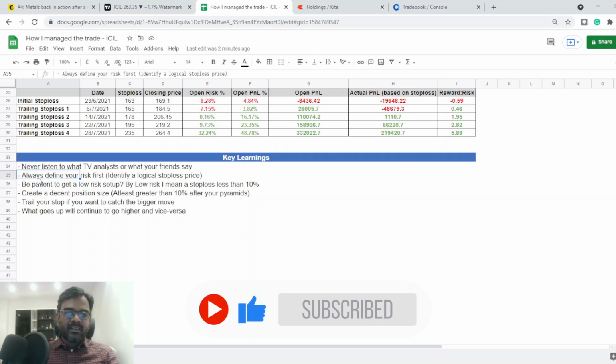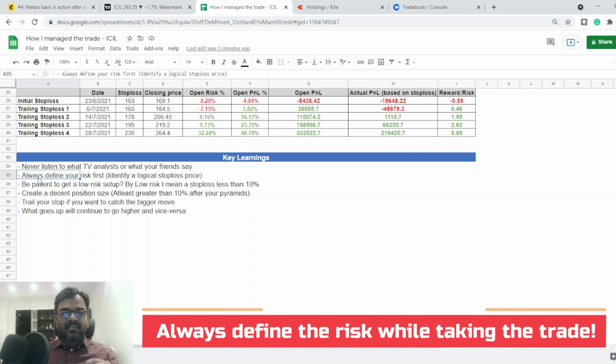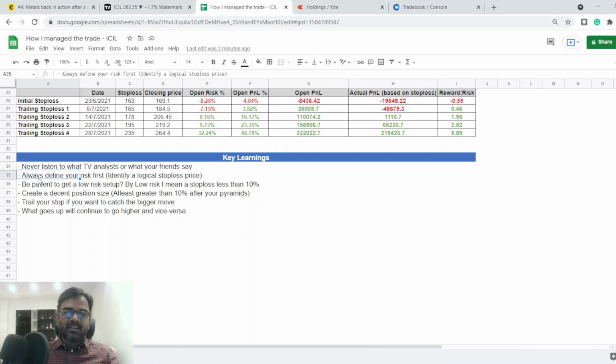The second learning today is always define your risk first. The reason behind this is because you're risking your hard-earned money. You slog 10, 14 hours a day, 5 to 7 days a week, and you're coming and putting that money in markets just thinking that you can make quick money. But remember, market is not a place to make quick money. Market will reward people who are disciplined and who want to make money slowly and steadily, not people who are greedy and want to make money in just 1 year or 2 years. It's a place to make wealth, and that wealth can be made slowly.